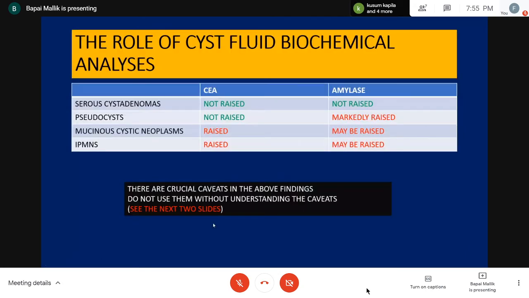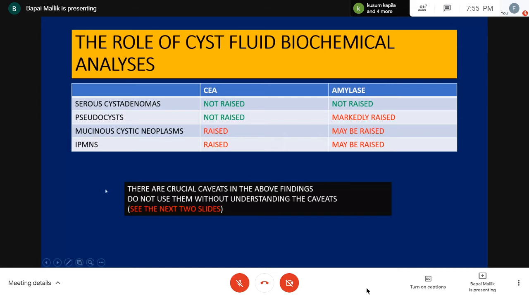Right. What is the role of cyst fluid biochemical analysis? All this even before we go into the cytomorphology. Very, very vital. There are two major enzymes which we should analyze: CEA and amylase. I know that some do lipase, but it is not really that necessary. Let us see why it is important.